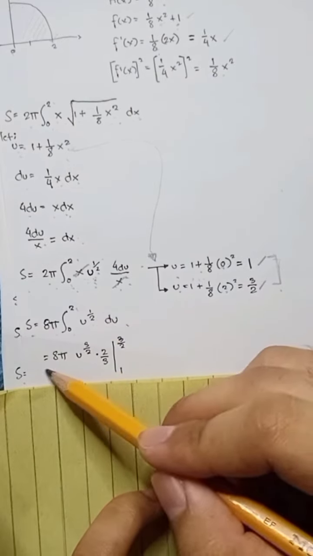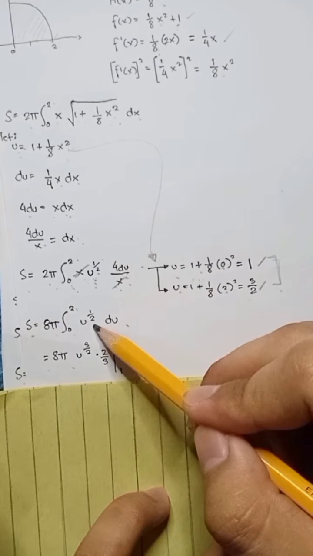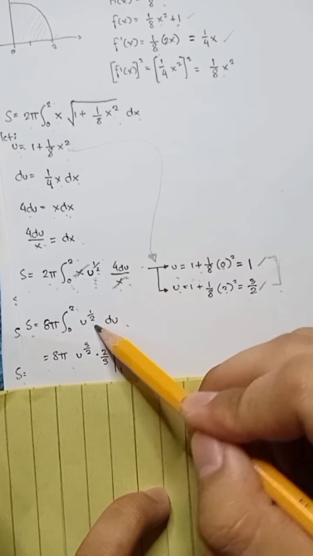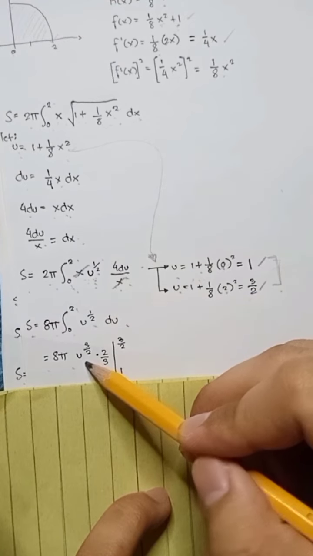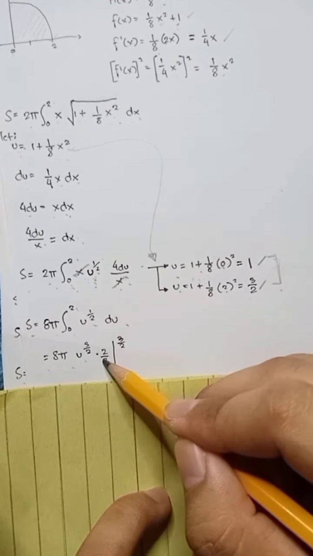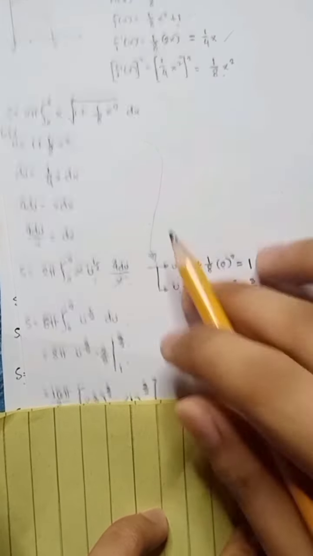Okay, so S is equals to 8 pi, then dinerivative natin to. Ginawa natin yung antiderivative ng u raised to 1/2. Ang nangyayari is 3/2 kasi nga 1/2 plus 1 is equals to 3/2 times 2/3, evaluated from 1 to 3/2.